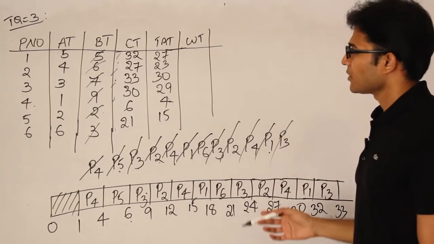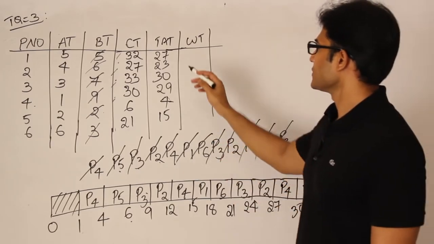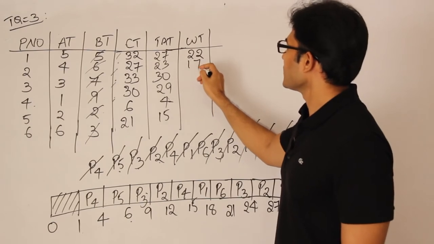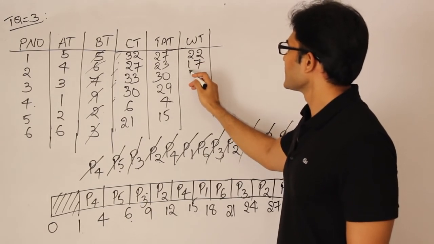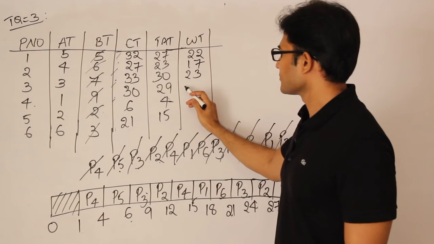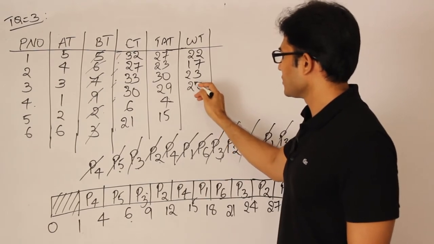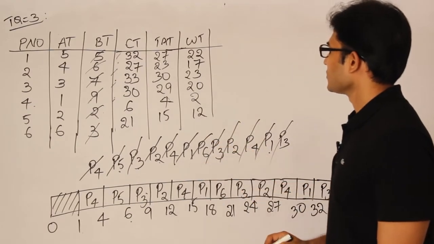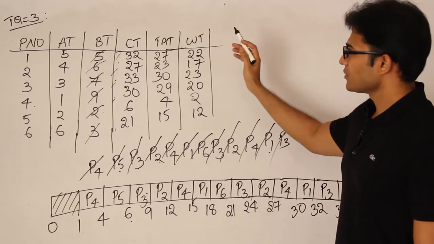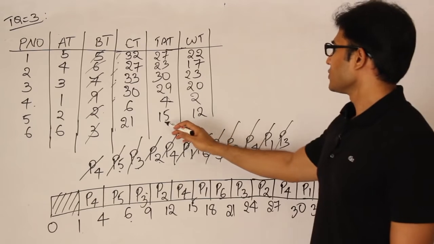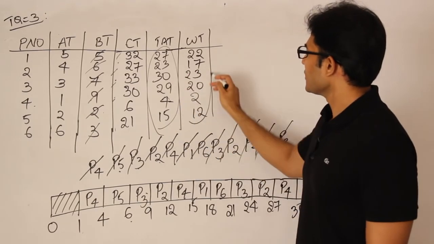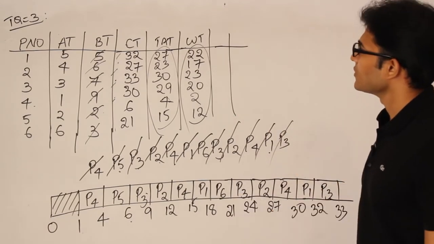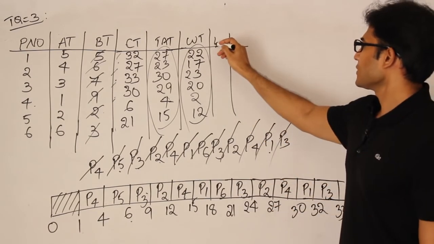And now after finding out turnaround time, you can find out the waiting time. So what is the waiting time? Turnaround time minus burst time. So how much is this? 22, 17, 23, 22, and then 12, right? And that is how you can find out the waiting time. So this is the turnaround time and this is the waiting time. You can find out average of these two, add them and divide it with 6. Now let's see response time.